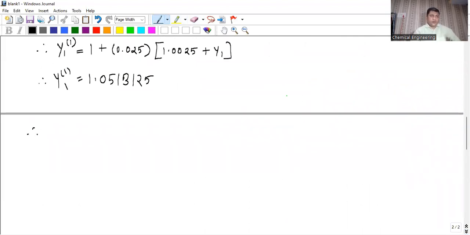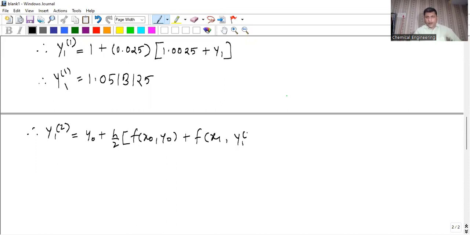So what will happen? See, y1 and second correction. We have to write y0 plus h by 2, and here we have f of x0, y0 plus f of x1, y1. That means the recent value that we have got, we have to use it. But how to do this in a faster way? So you can write y1, second correction. So how do you get this value? Now again press the Cal C button.